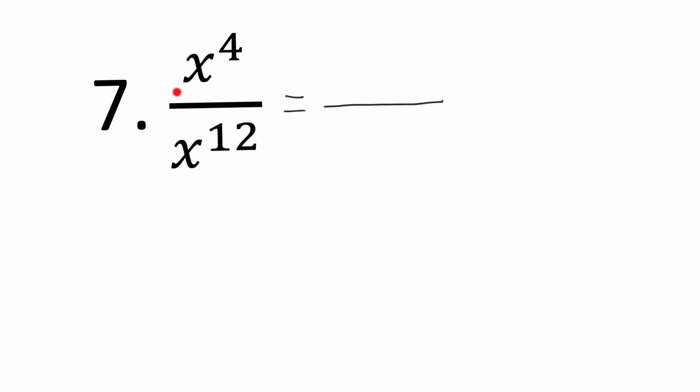So when you have the same base and you are dividing, you have a fraction, you keep the base where the highest exponent is at. So notice the highest exponent is on the bottom, the 12. And then you are going to subtract the exponents. Biggest exponent minus the smallest exponent. So first of all, I keep the x on the bottom. And then I'm going to subtract the 12, that's the biggest exponent, minus the 4. 12 minus 4 is 8.